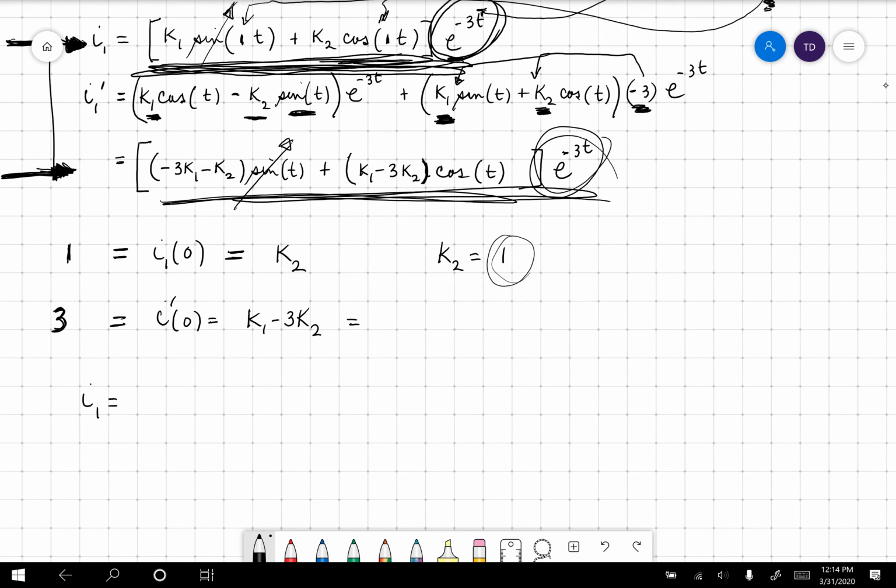So all the way back to here. I substituted in for k2, k1 minus 3 times 1. So now I'm going to add the 3 to both sides. And when I do, I end up with 6 is equal to k1. Thank you so much for that.